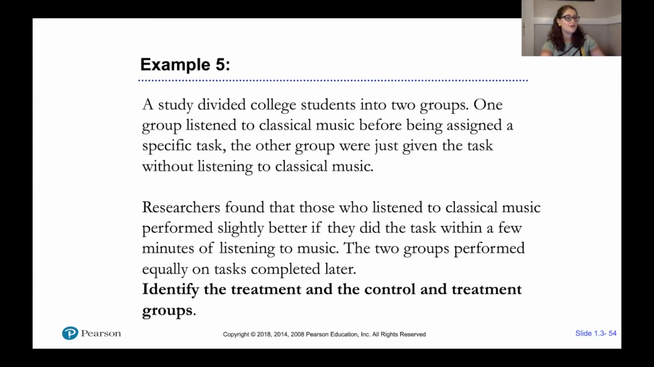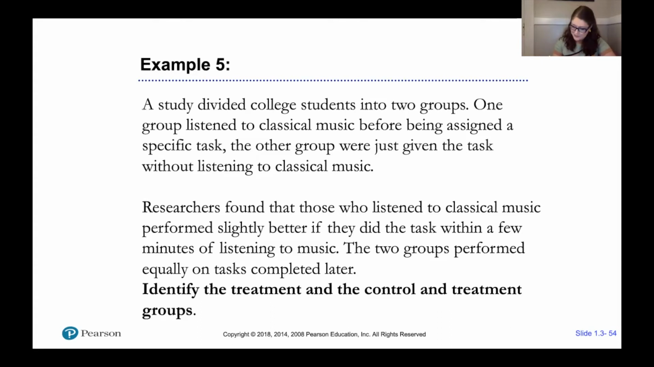A study divided college students into two groups. One group listened to classical music before being assigned a specific task, and the other group were just given the task without listening to classical music. Researchers found that those who listened to classical music performed slightly better if they did the task within a few minutes of listening to the music, but the two groups performed equally on the tasks completed later, so the effect of listening to music was short-lived. So what's the treatment group and what's the control group? Identify the treatment and the control in the treatment groups.